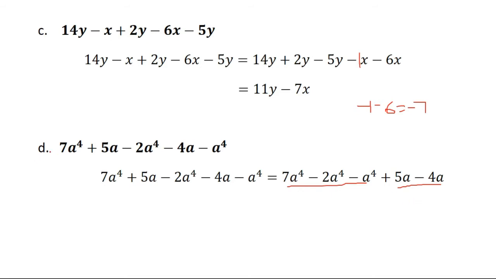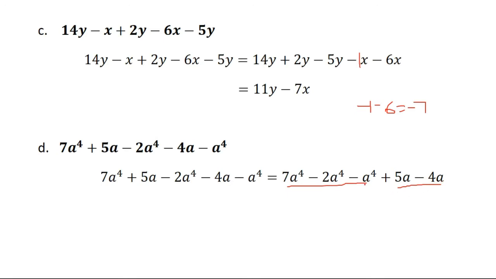So we have 7a raised to the power 4 here, so you leave it there. Then minus 2a raised to the power 4 is a like term, and it already has a minus, so you write the minus there. Then minus a raised to the power 4 is already minus, so you also write the minus there. We just change the positions, we don't change the sign. 5a is positive, so plus 5a. Then 4a is negative, so minus 4a.